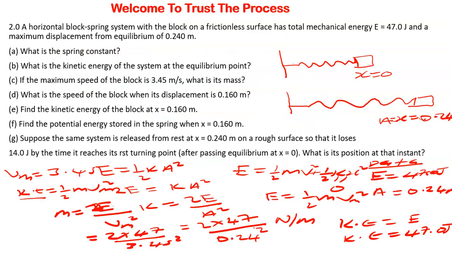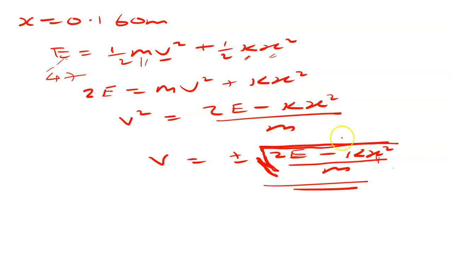Alright, question E is saying find the kinetic energy of the block at 0.160 meters. Find the kinetic energy at this same point. So now, we know the velocity at this point is given by this. This is the velocity at 0.16 meters. How can you find the kinetic energy?